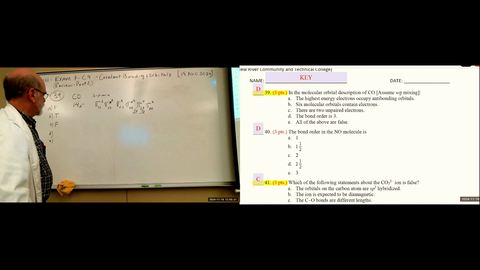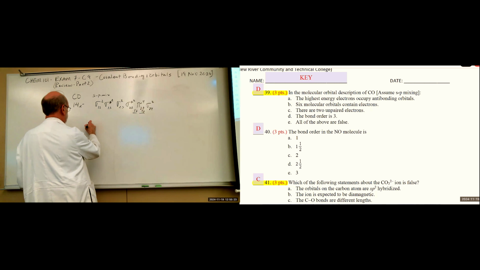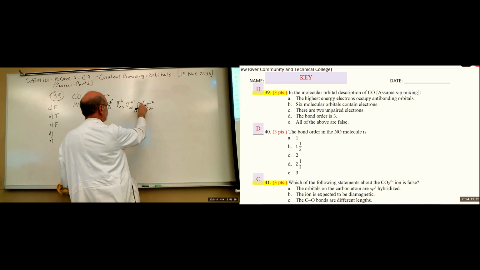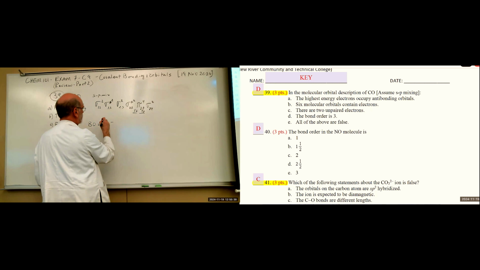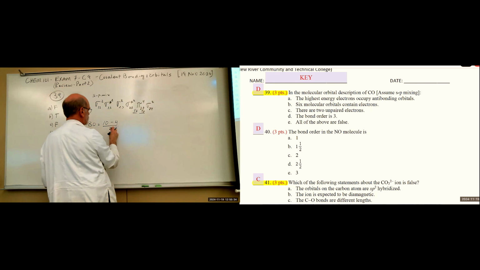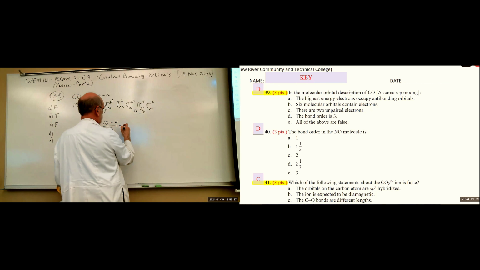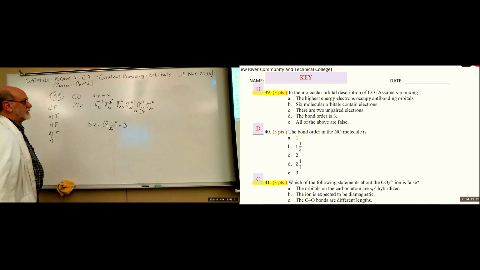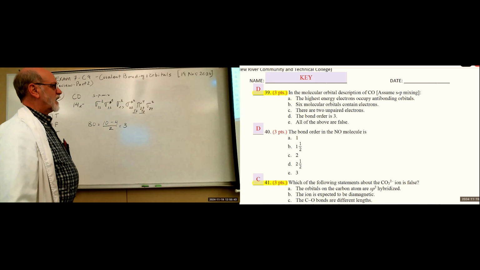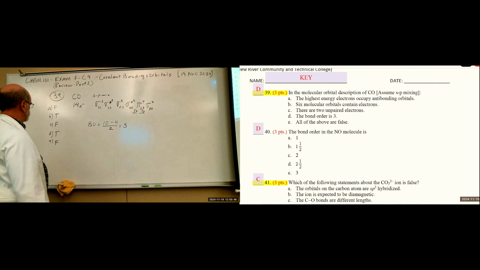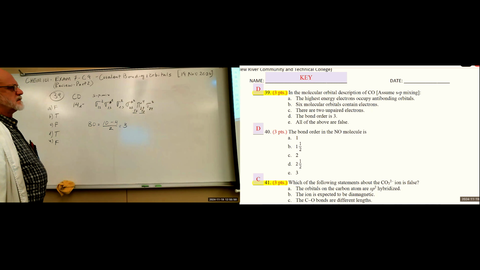Now D: the bond order is 3. All right. Bond order is 10 minus 4 divided by 2. That's 6 divided by 2, which is 3. That's true. E: All the above are false. Well, we got 2 true ones. 6 molecular orbitals contain electrons.